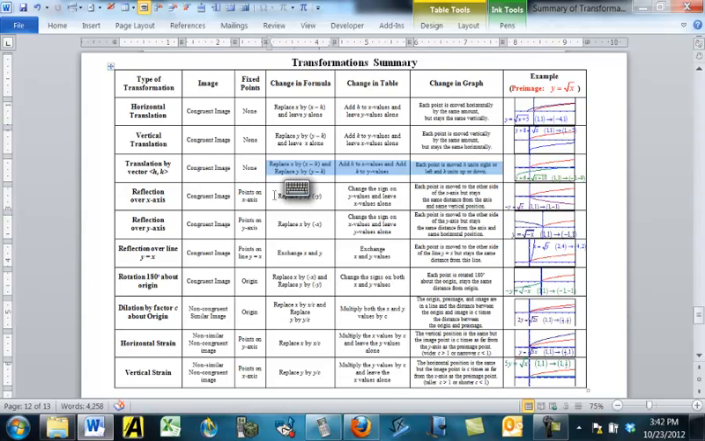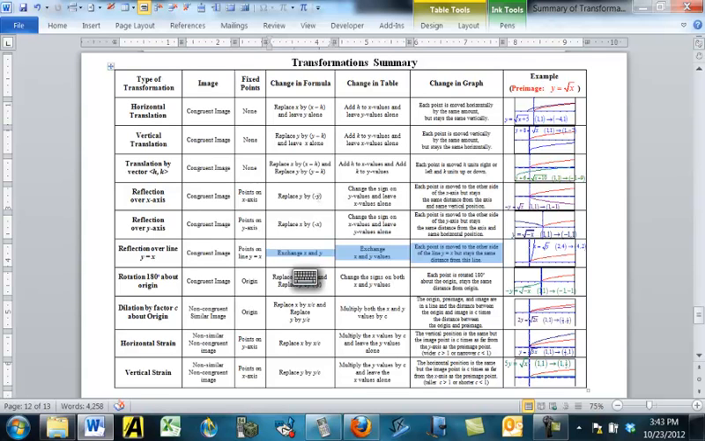If you change the sign on y, you end up changing the sign on y in both the formula and the table, and that turns out to be a reflection over the x-axis. If you change the sign on x, that's going to reflect over the y-axis. If you switch x and y, that gives us the inverse relation, which is the opposite steps in the opposite order, and that's also a reflection over the line y equals x.